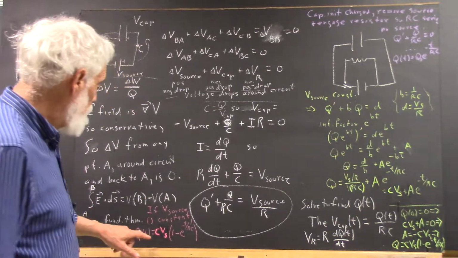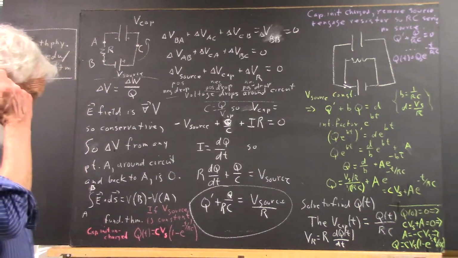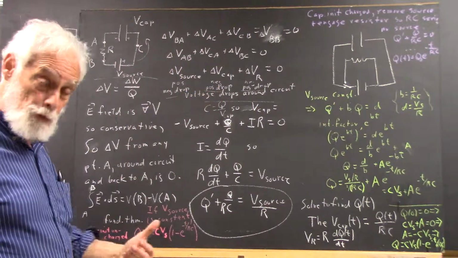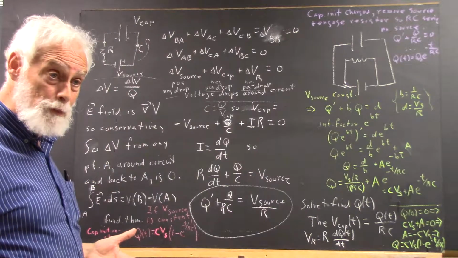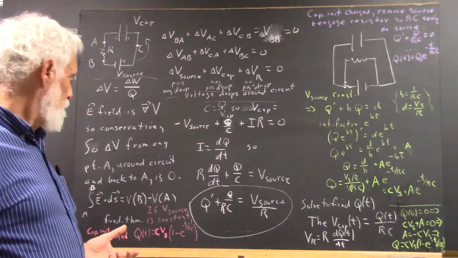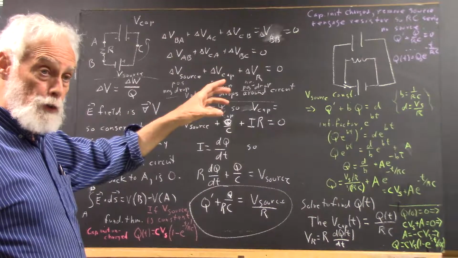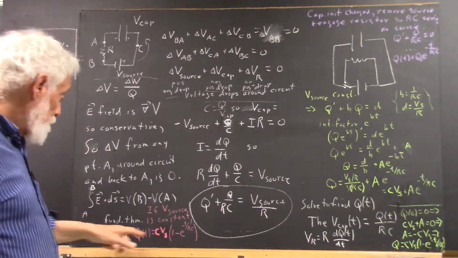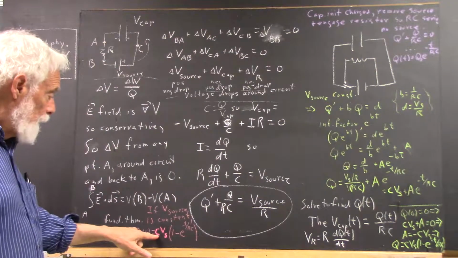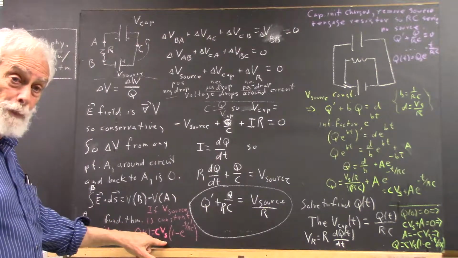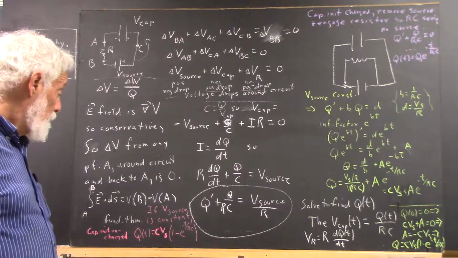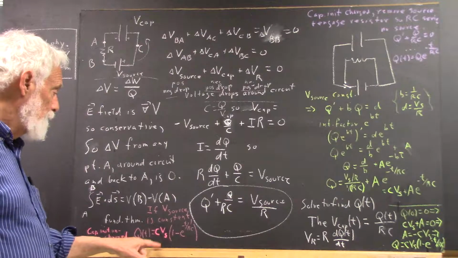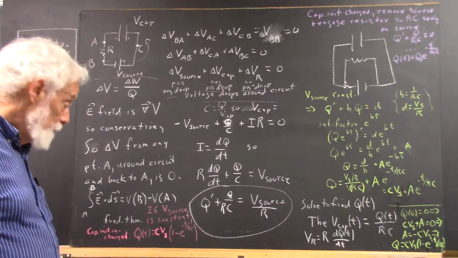Now, what's the meaning of C times source voltage? Well, assuming we understand that capacitance is charge per volt, it's the ratio of charge held on the capacitor to the potential difference. If we set C V sub S equal to Q of t, we get C equals Q of t over V sub S.